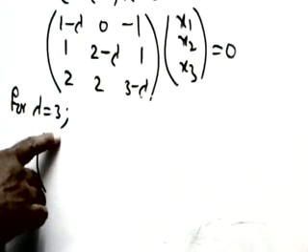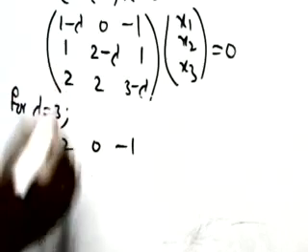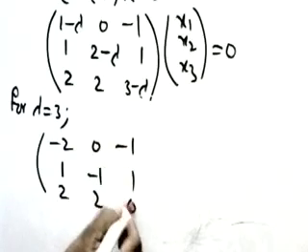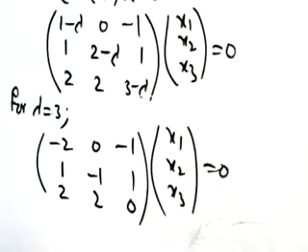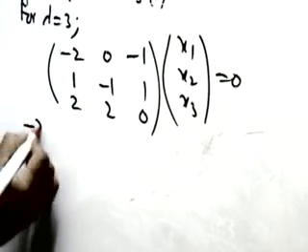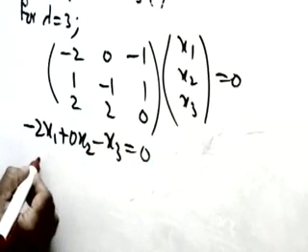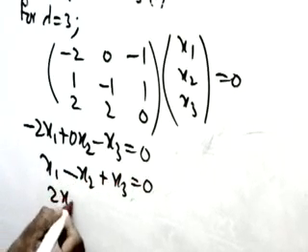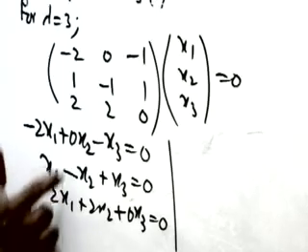Now see here, we have to solve now for lambda equals 3. If we put lambda equals 3 here, 1 minus 3 will be minus 2, 0, minus 1, 1. 2 minus 3 will be minus 1, 1, 2, 2. 3 minus 3 will be 0, into x1, x2, x3 equals 0. Now let me multiply these matrices row into column. So we'll get minus 2x1 plus 0x2 minus x3 equals 0. The second one will be x1 minus x2 plus x3 equals 0. And the third one is 2x1 plus 2x2 plus 0x3 equals 0.